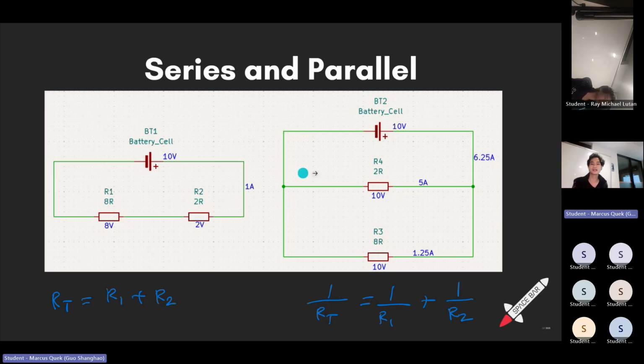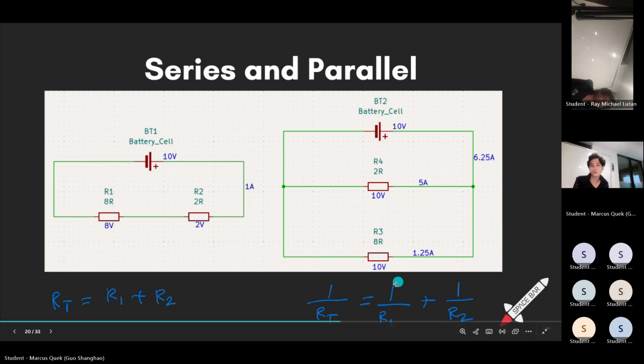And then within each branch, what is the voltage? So the voltage across each branch is always going to be the same. It's just 10 volts across this one and 10 volts across this one. All right. But the way that we calculate the resistance of the whole circuit is with reciprocals. Life is just like that.